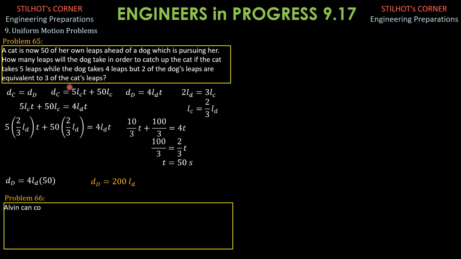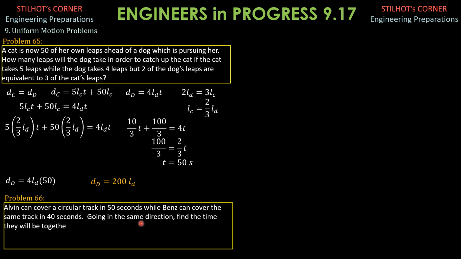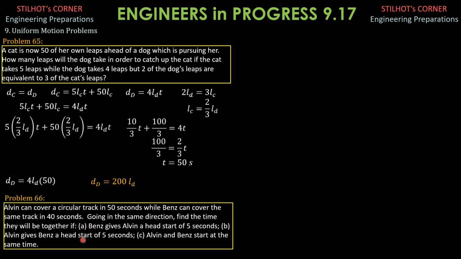Problem 66. Alvin can cover a circular track in 50 seconds, while Benz can cover the same track in 40 seconds. Going in the same direction, find the time they will be together if A, Benz gives Alvin a head start of 5 seconds, and B, Alvin gives Benz a head start of 5 seconds and Alvin and Benz start at the same time.